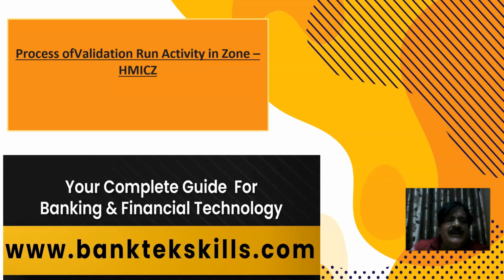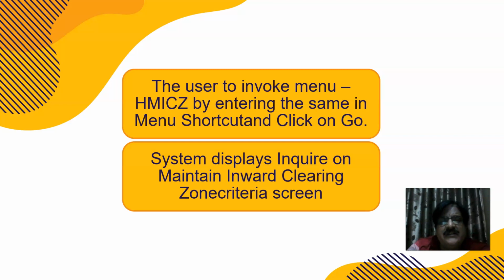Now we run a validation run in the zone. First we open the zone using HMICZ, then we mark the instruments using HICTMO, then we run a validation report for this particular zone before generating the report. In case there is any shortfall in balance, the system displays the Maintenance Inventory Clearing Zone Criteria screen as soon as we type HMICZ. This option is used for opening the zone and also for the validation run.